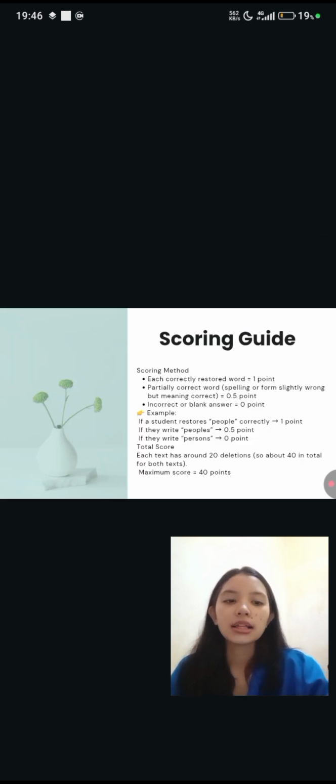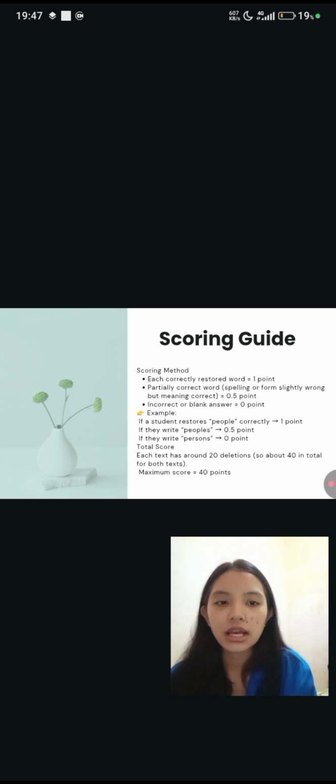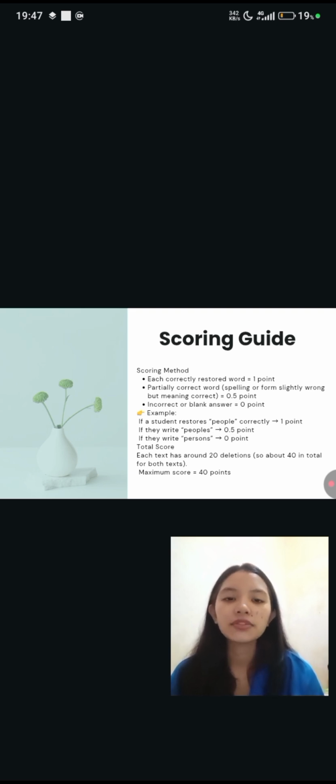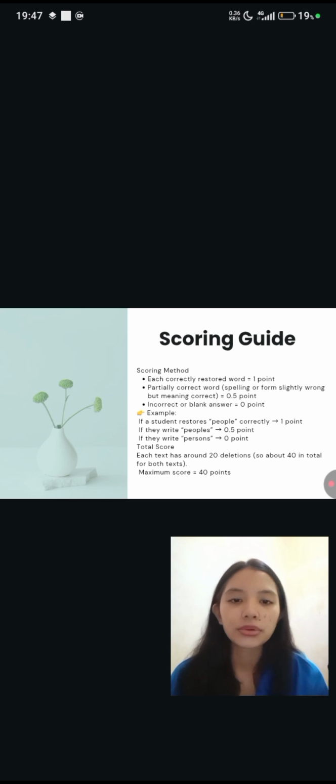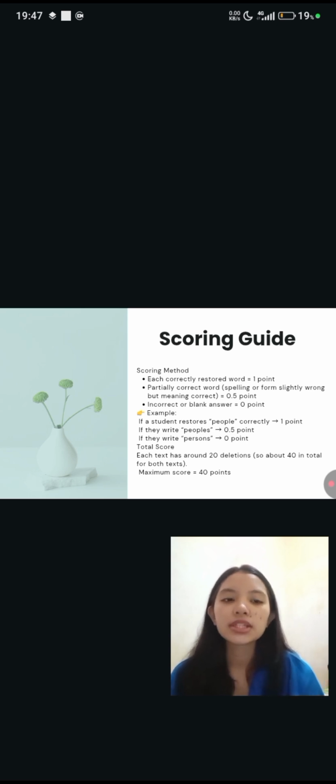Now let's move to the scoring system. Each correctly restored word gets 1 point. If the answer is almost correct, for example, a small spelling mistake but still understandable, it gets half a point. Wrong or blank answers get 0. There are about 20 gaps in each text, so the maximum total score is 40 points.